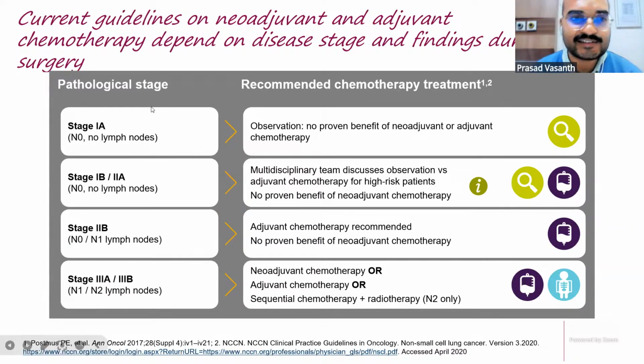What are the current guidelines? As per stage-based management, in patients with stage 1 and stage 1A disease, there is no proven benefit of neoadjuvant or adjuvant chemotherapy. However, for stage 1B and beyond, a multidisciplinary approach is suggested, and for stage 2B, stage 3A, stage 3B, there are various approaches which can be formulated, like adjuvant chemotherapy or neoadjuvant chemotherapy or sequential chemotherapy with radiotherapy.